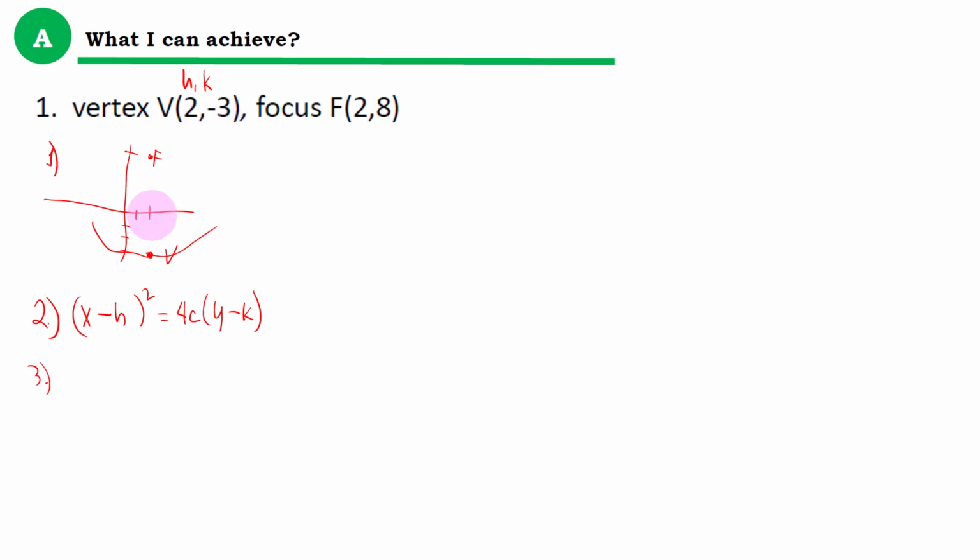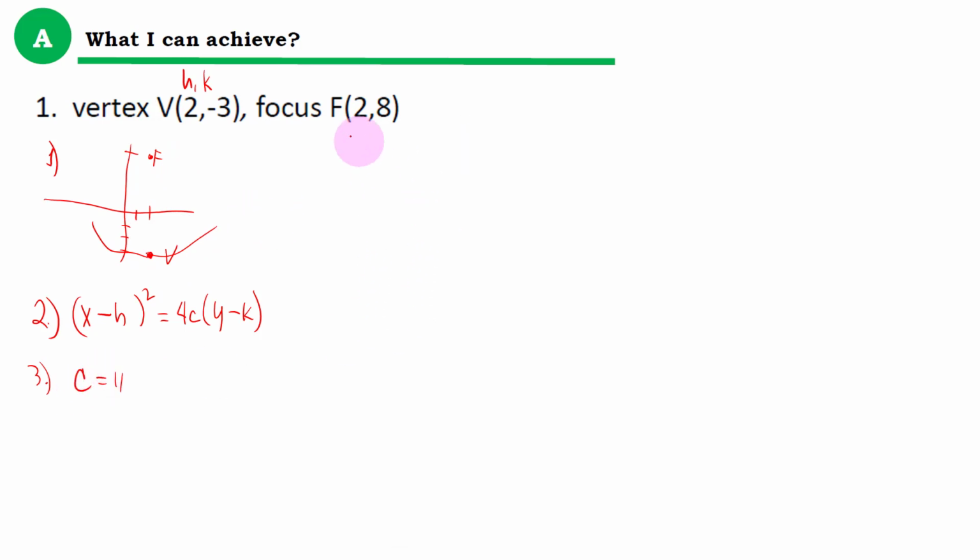Then number 3, hanapin natin yung ating c, or the focal length. Ang focal length natin ay, isasubtract lang natin, gaano kalayo yung 8 to negative 3. Okay? Yung mula sa 8 papunta sa negative 3. So, that will be 8 plus 3 is 11 units. So, ang ating c is 11.